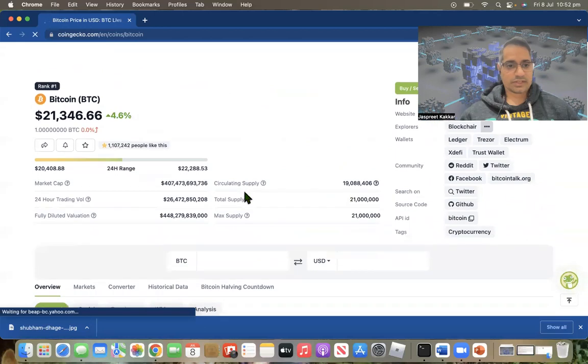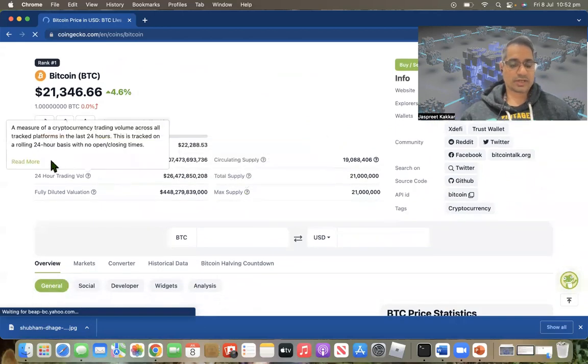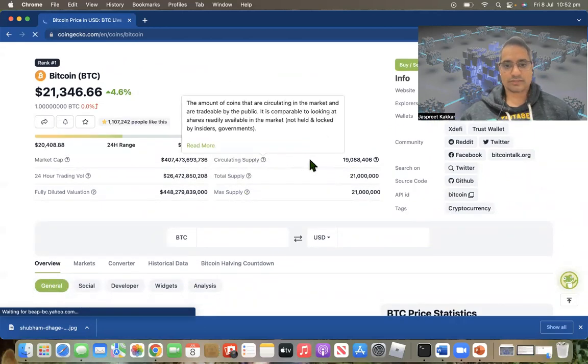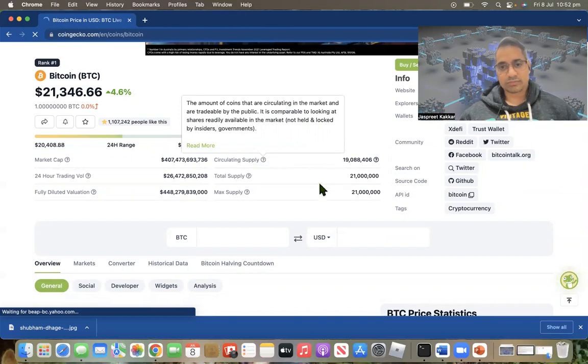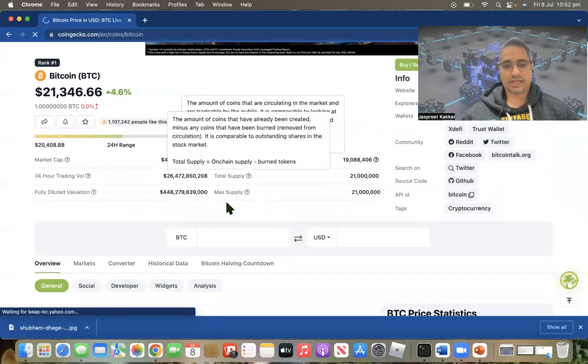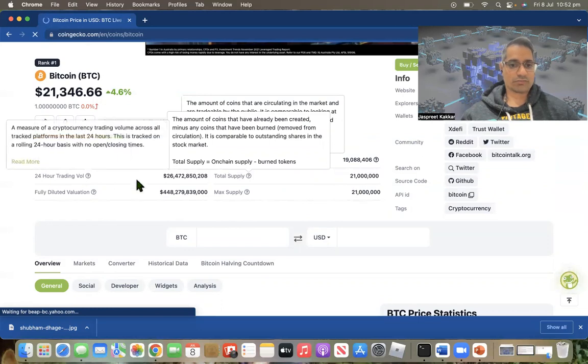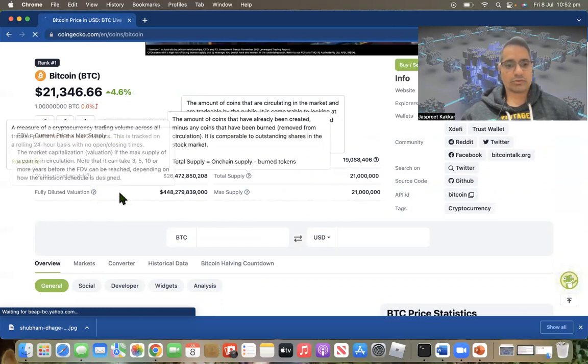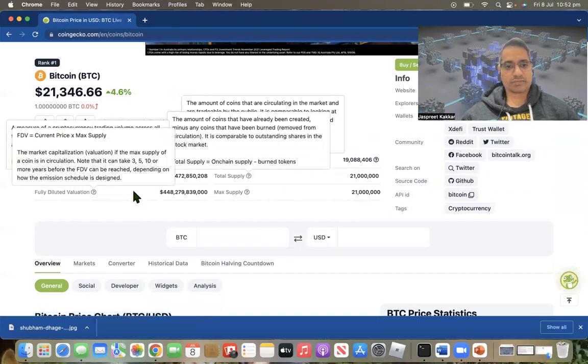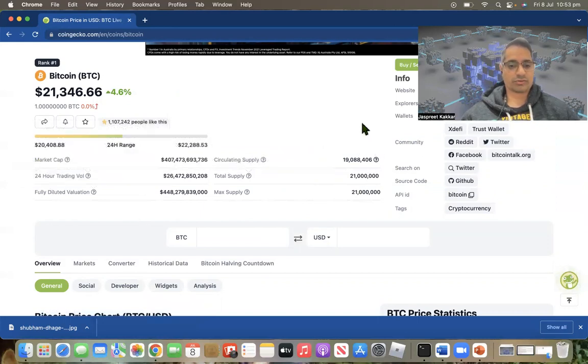In Bitcoin's details, you can see here again the market capitalization, and the circulating supply. The circulating supply for Bitcoin is a little over 19 million at the moment. And then you have the total supply and max supply. Max supply is 21 million. Then you have the 24-hour trading volume here, and the fully diluted valuation also. At current prices, the fully diluted valuation is $448 billion.